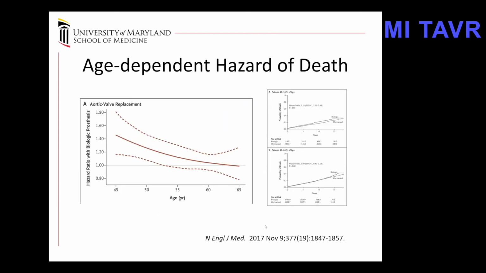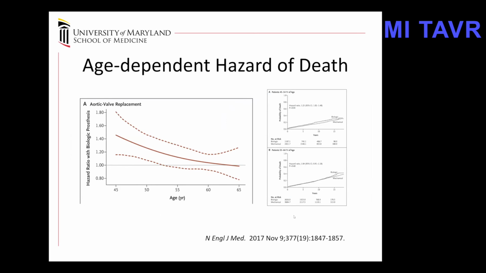This is Joe Wu's paper published in the New England Journal in 2017, just highlighting a survival advantage for the mechanical valve in the aortic position over a bioprosthesis over time. And that survival advantage really isn't seen until you pass the 8-year mark. But then you see that the survival curves start to diverge.